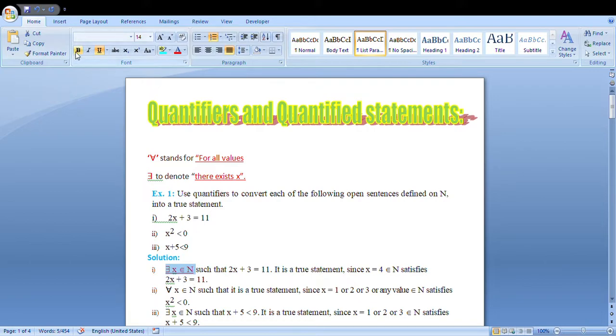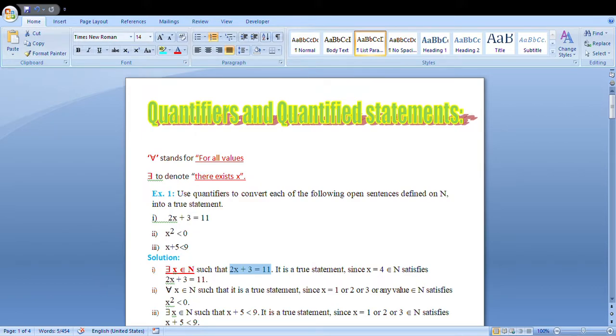Why do we use the there exists symbol? Because we have to prove 2x plus 3 is equal to 11 is a true statement. So how to write the answer? There exists x belongs to N such that, write the given question, full stop, it is a true statement since, write the value for which it is satisfied. Since x is equal to 4 belongs to N satisfies this.